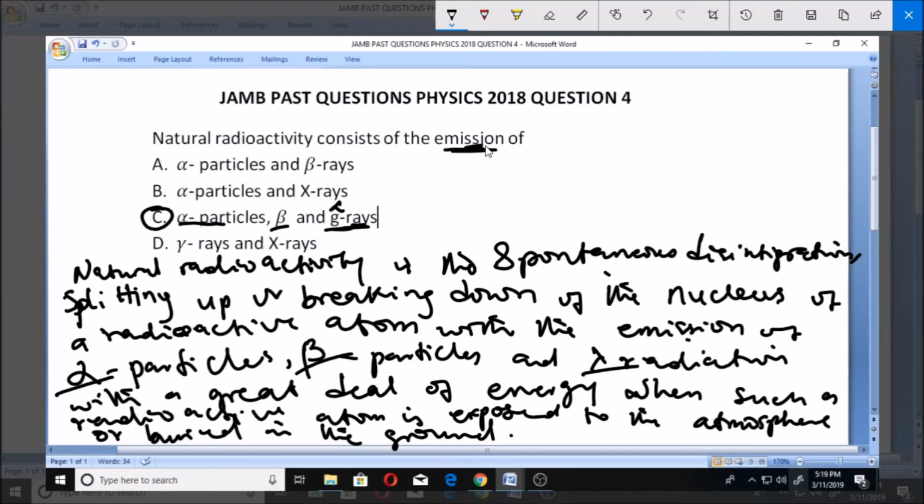Those are the emissions during natural radioactivity, which is the spontaneous decay or spontaneous disintegration of the nucleus of a radioactive atom. So C is the right answer, and this is the complete definition of natural radioactivity.